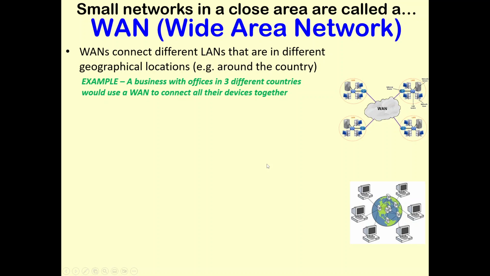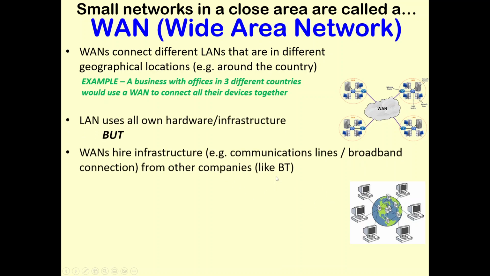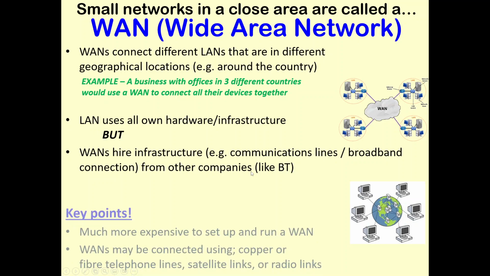This could be, for example, a business that's connecting together different offices in different cities, or even multiple schools that connect together to form a larger network, a wide area network. Remember, a LAN owns and uses its own hardware. However, in a WAN, some of the infrastructure, things like the telephone lines, the communication lines that connects the LANs together, are hired. Things like hiring a telephone line from BT to use their internet connection to connect them up.